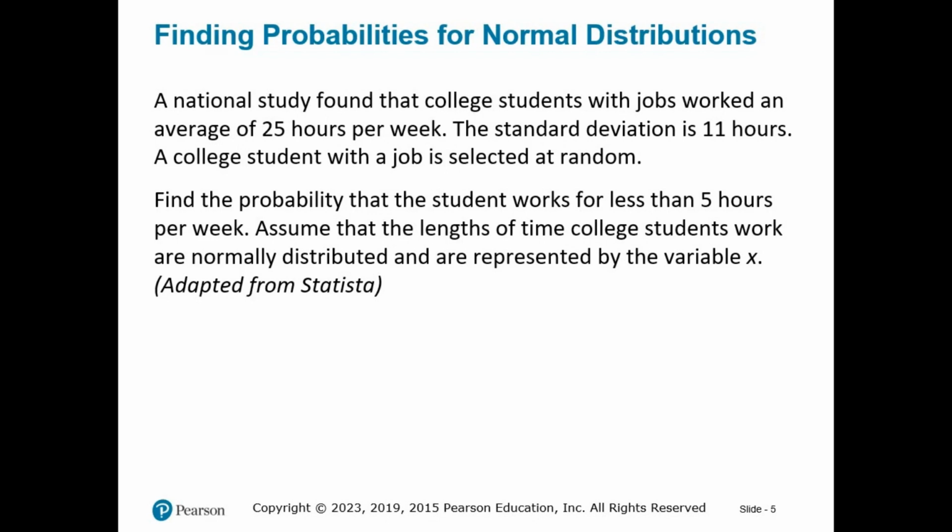Okay, so we first need to identify that this is normally distributed so we can find the area to solve the probability. Next, we need to see if the values we need are given. They say the mean is 25 hours and the standard deviation is 11 hours. And they want to find the probability that the student works for less than 5 hours per week. So that is our x value.